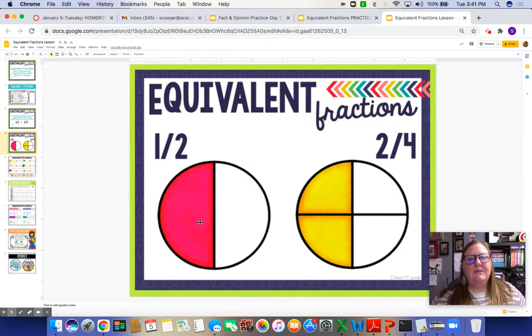The main difference is in this first circle, the shape is partitioned into 2 equal pieces. In the second circle, the shape is partitioned into 4 equal pieces. If you notice, the yellow section and the pink section are equal to each other. They've just divided this second circle into more pieces. So we would say they're equivalent to each other.